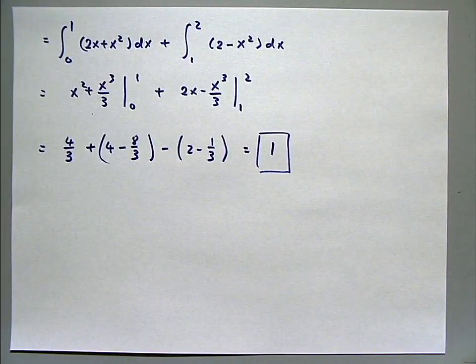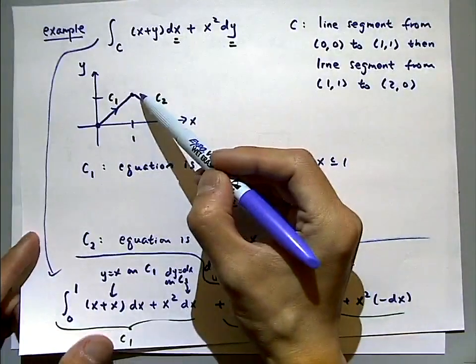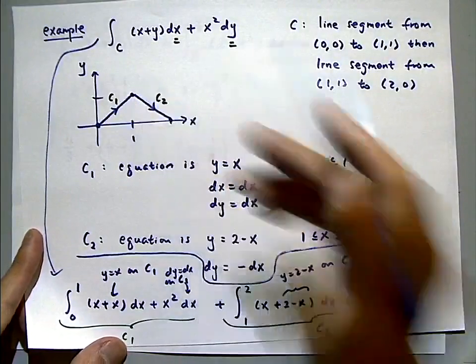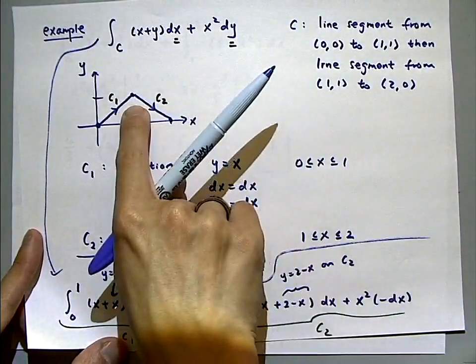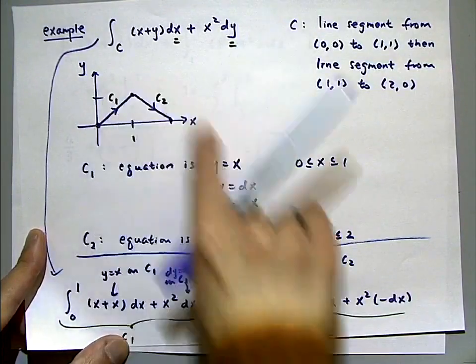Okay, so basically anytime you've got a path that's not smooth at some point, that's when you've got to break things up. Here we've got a little kink. That's not a smooth transition. We have to break it up.